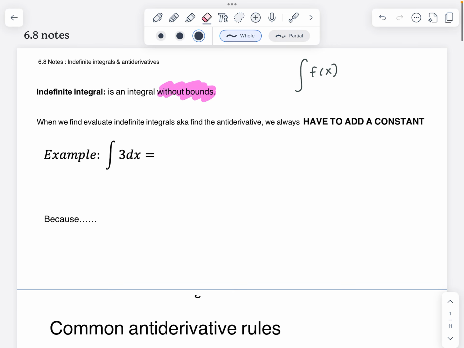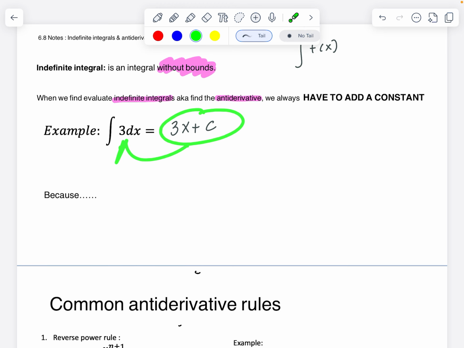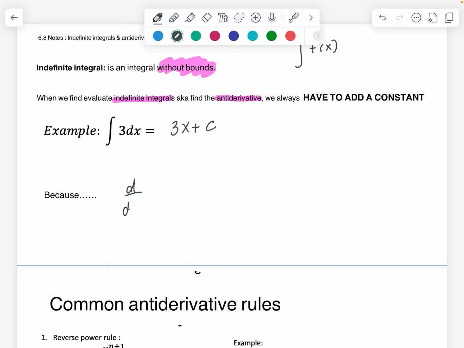And so this I've talked about before, but when we evaluate indefinite integrals, and again, the phrase that is often used in place of indefinite integrals is antiderivatives. So these words mean the same thing. We always have to add a constant. So for example, the antiderivative of 3 dx is 3x plus c, and that is because the derivative of this would get us back to 3. For example, the derivative of 3x plus 12 is 3, but also the derivative of 3x minus 15 is also 3.